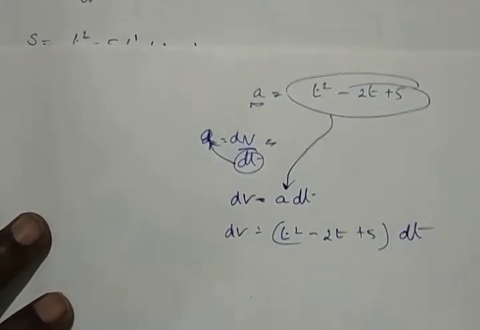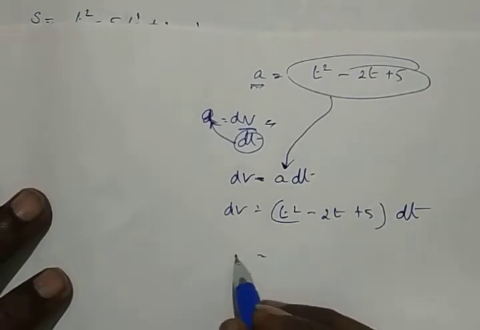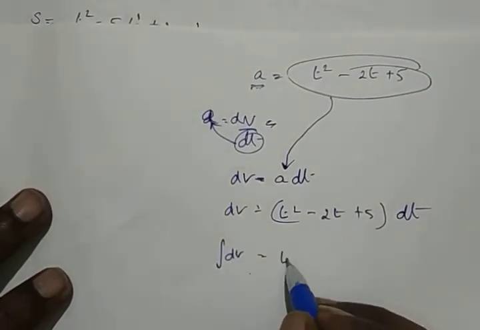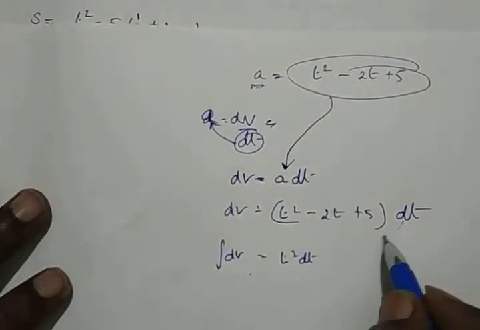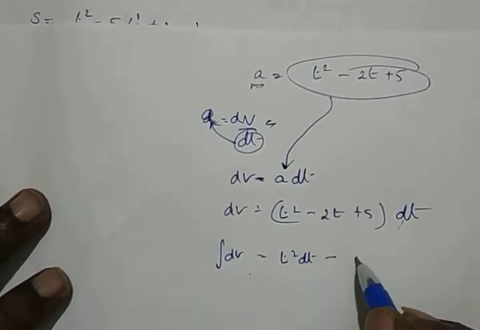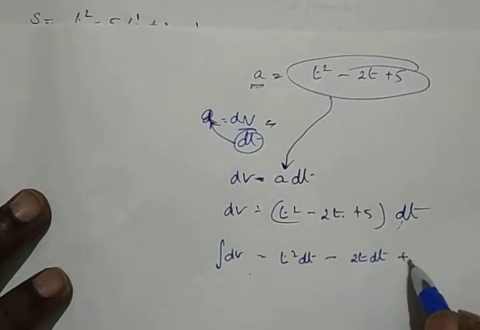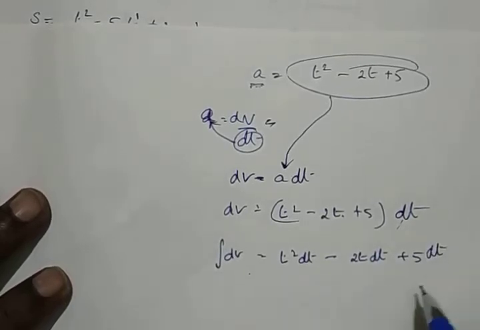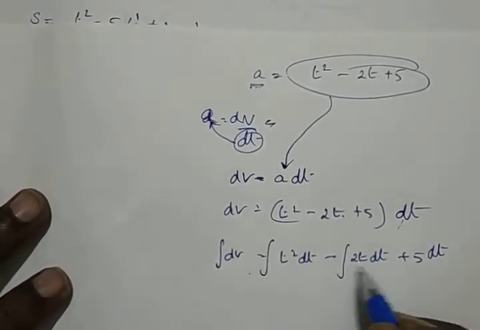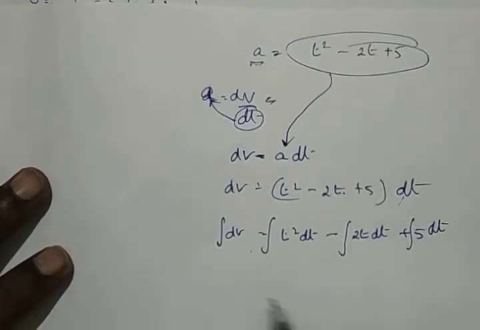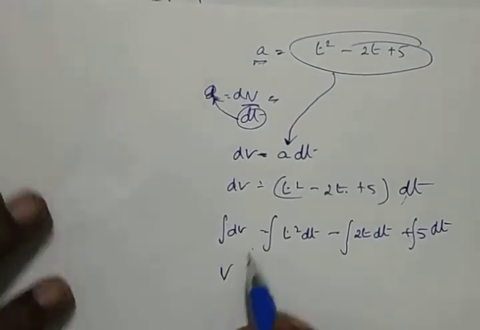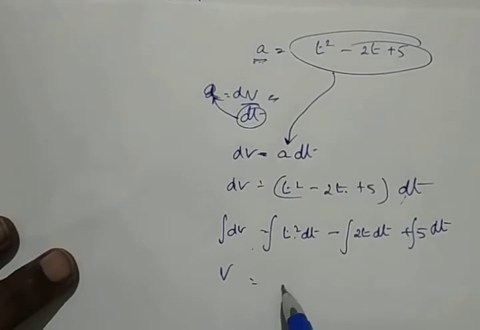Right? So you are going to integrate on both sides. Integration of dv, t square dt. This has been multiplied inside. Minus 2t dt. This also multiplied here. Plus 5 dt. And now you need to integrate everything. So this will become v. What will this become?